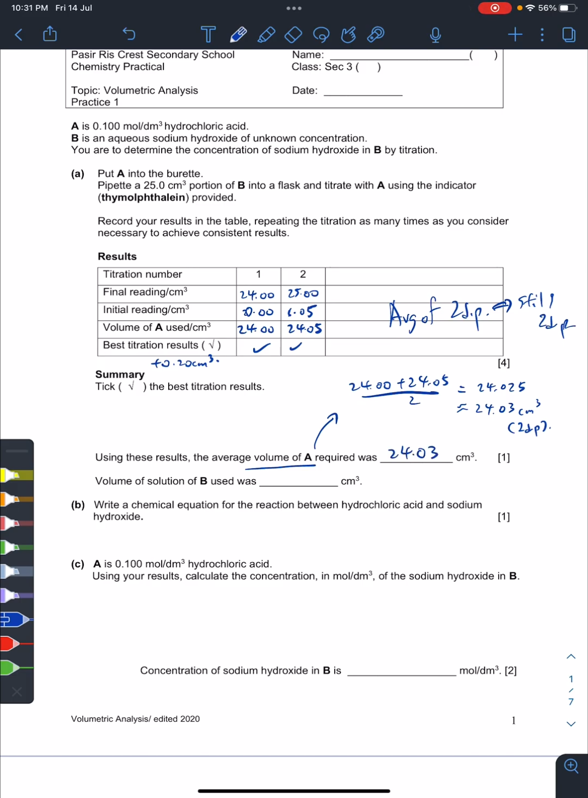Volume of solution B. Very simple, isn't it here? This one is a legit giveaway mark. If I get this, I'll be like, yes, free mark.